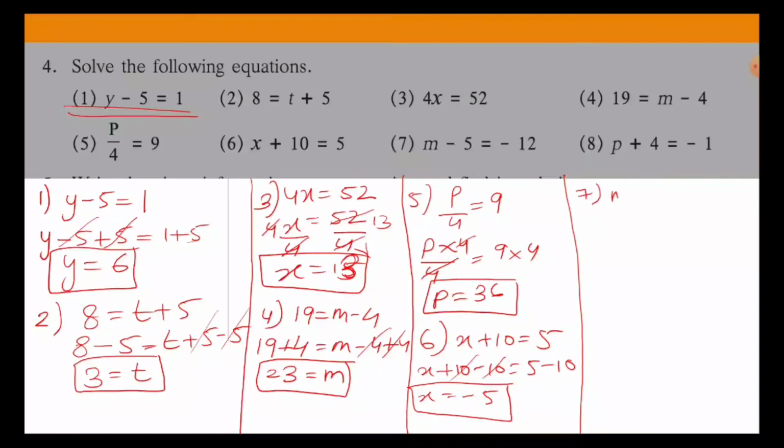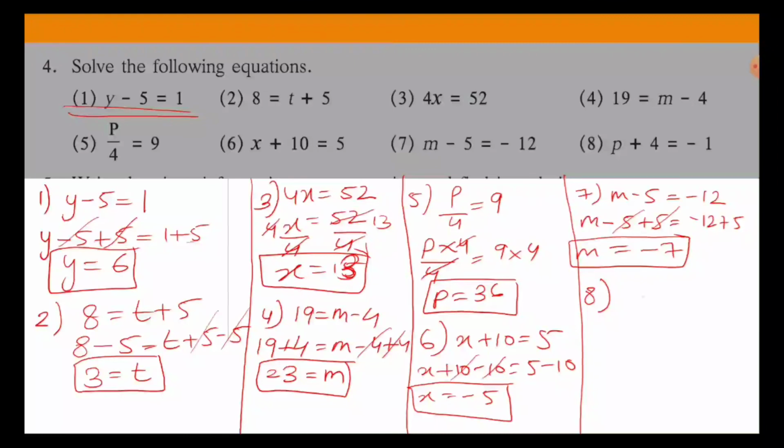Seventh sum. M minus 5 is equal to minus 12. Okay, so m minus 5 plus 5. This is minus 12 plus 5. Okay, this will get cancelled. So m is equal to minus 12 plus 5 will be 7. Okay, but minus 7 because 12 is a greater number and it is having a minus sign.